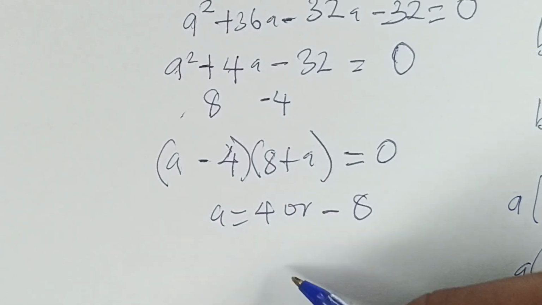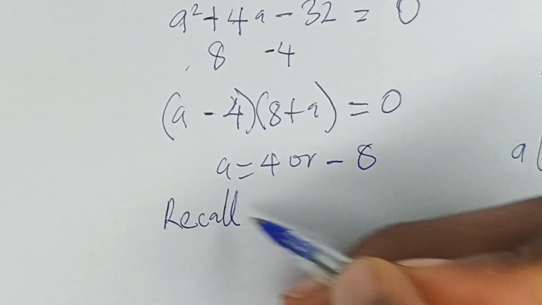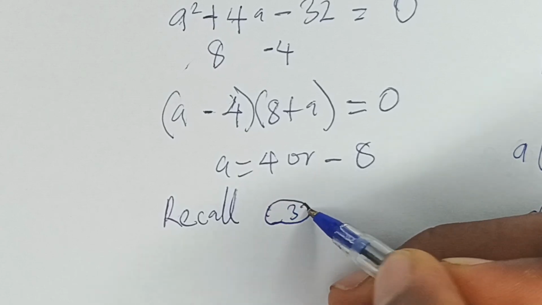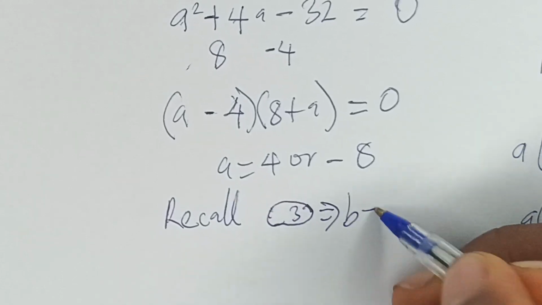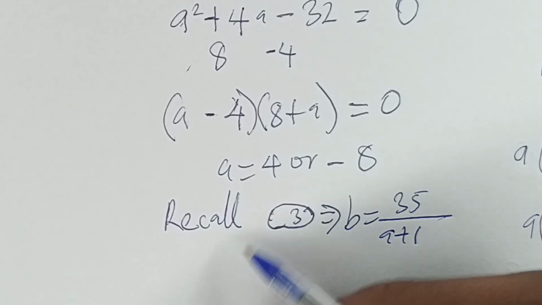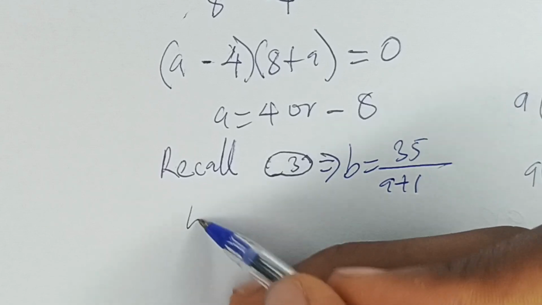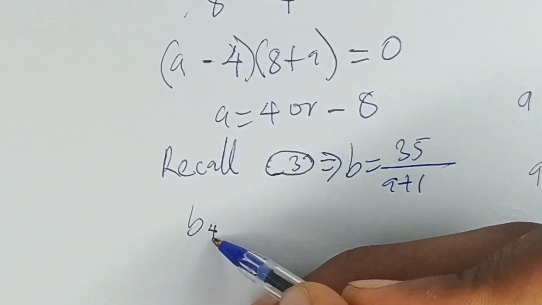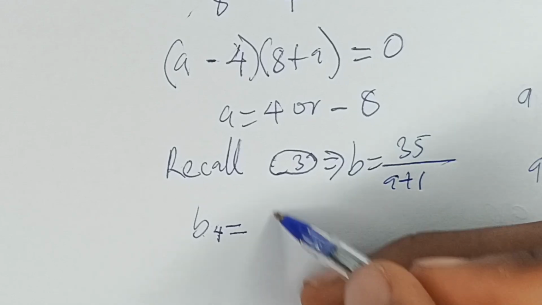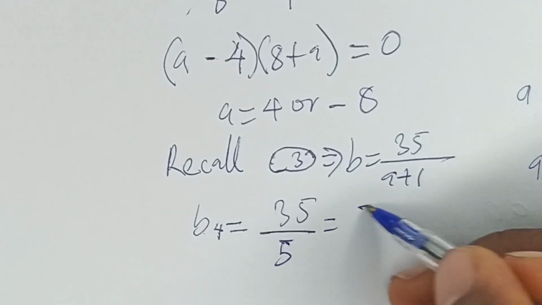Now, recall equation 3, which states that B is equal to 35 all over A plus 1. Now, what is A? A is 4. So when A is 4, B is equal to 35 all over 4 plus 1, which is 5. And this is equal to 7.